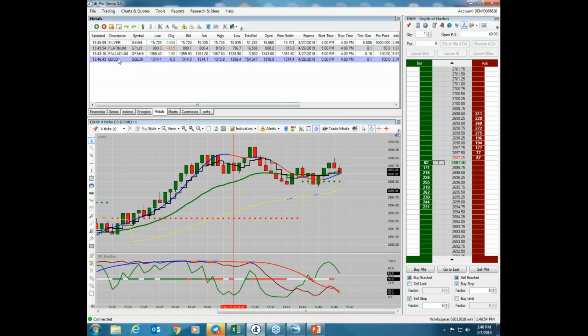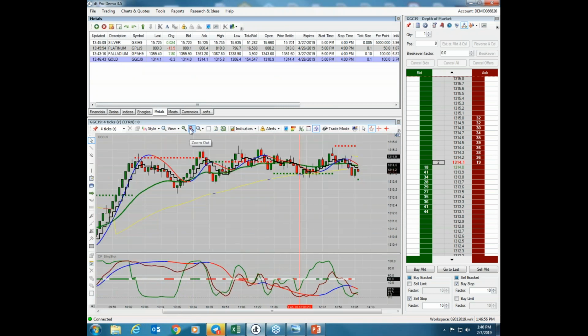Let's go to the gold. Are we trending? Notice the first thing I did, zoom out. That's what you should be doing, zooming out. We're trading sideways in the gold.